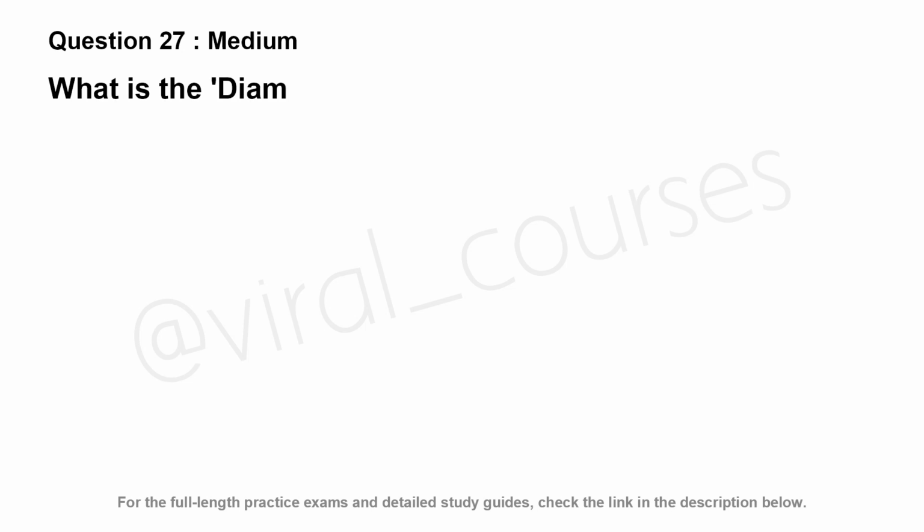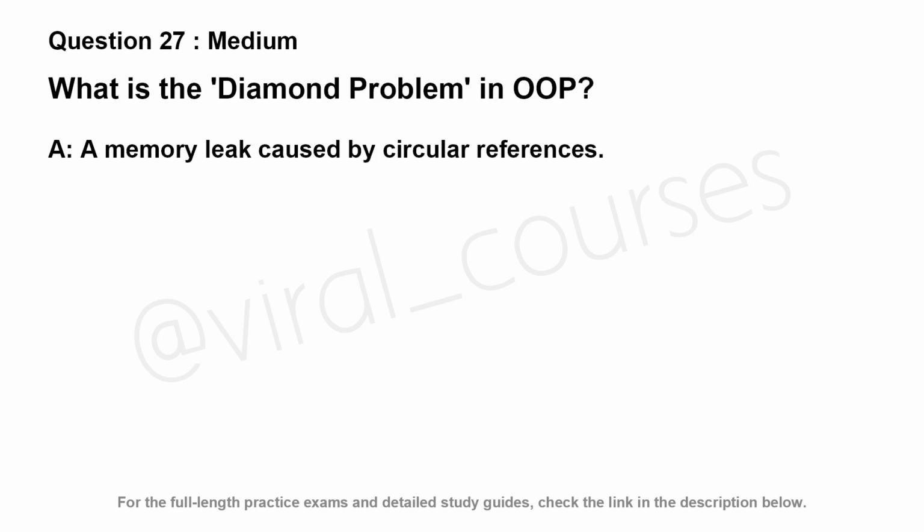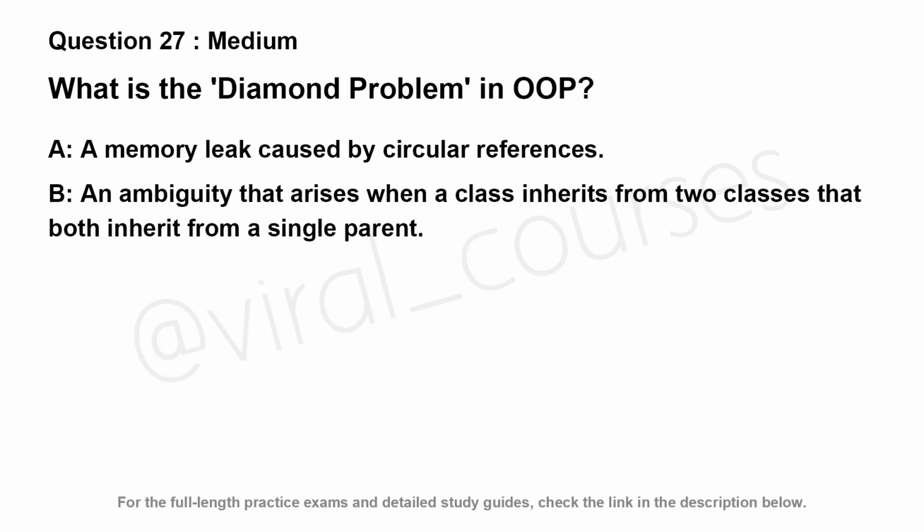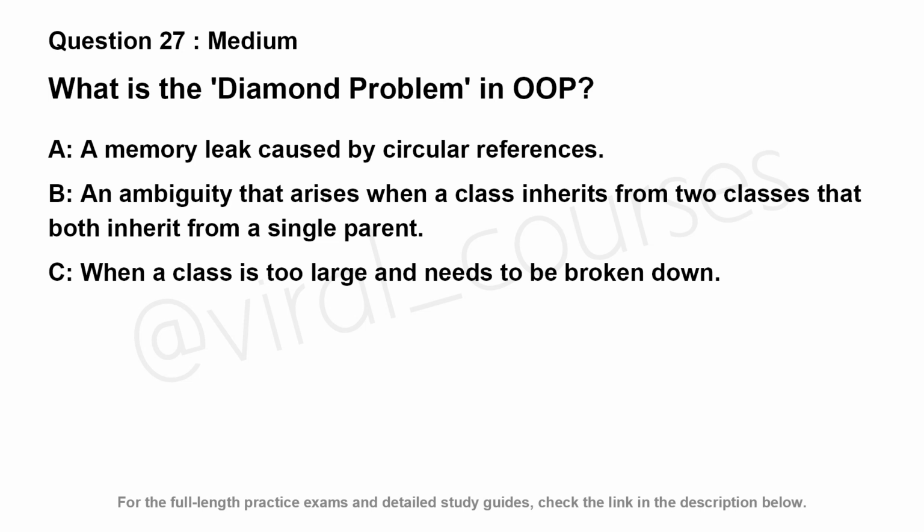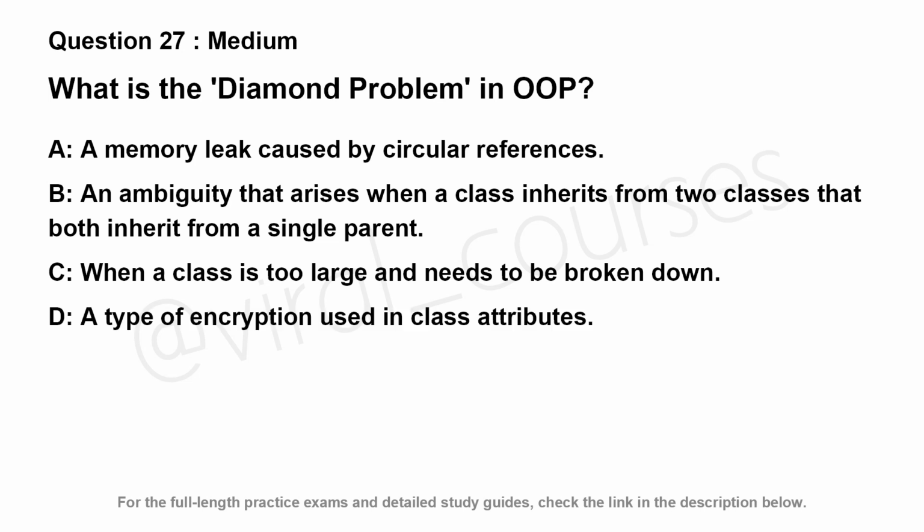What is the diamond problem in OOP? Option A. A memory leak caused by circular references. Option B. An ambiguity that arises when a class inherits from two classes that both inherit from a single parent. Option C. When a class is too large and needs to be broken down. Option D. A type of encryption used in class attributes.